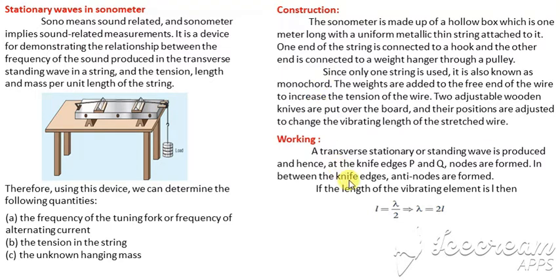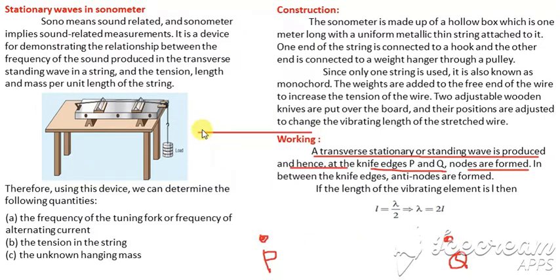Next we are going to see the working of this. In working, a transverse stationary wave or standing wave is produced, and hence at the knife edges P and Q nodes are formed. Whenever we have a closed end, nodes are formed there. What is meant by nodes and antinodes? Suppose you have a wave like this; these are the stationary waves. In stationary waves, the points with zero amplitude are nodes, and the points with maximum amplitude are antinodes.